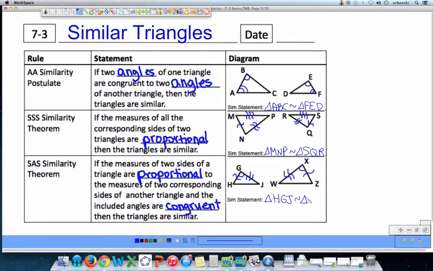So if H is first, then Z goes first. Then G has a mark and X has a mark. And then side W. And let's just double check it. HG goes with ZX, true. GJ with 2 marks goes with XW with 2 marks, true. And so it works. If you need to rewind that, feel free.